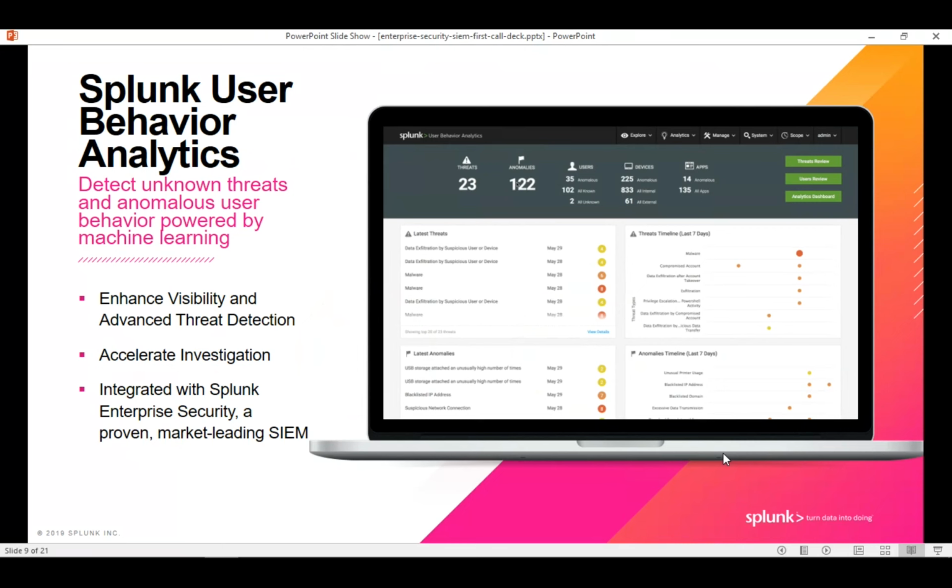When we talk about Splunk user behavior analytics, it works in alliance with Splunk Enterprise and Enterprise Security. However, its motive or its goal is to detect unknown threats and anomalous user behavior, and it is powered by machine learning.